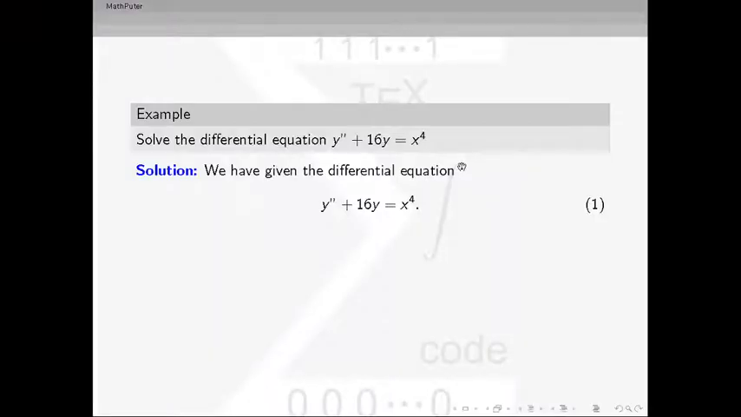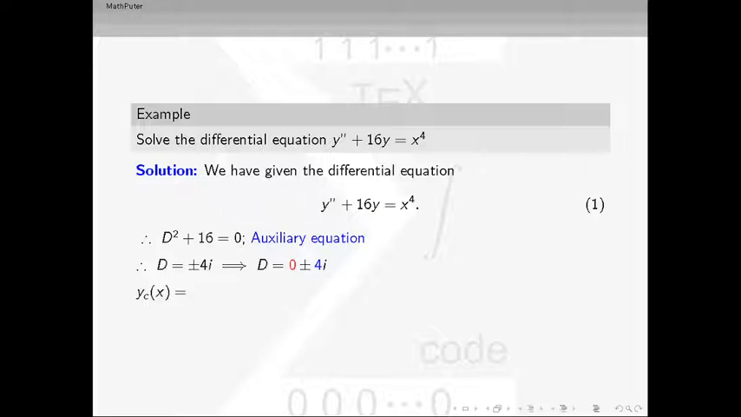Okay, so let us continue the example: d2y by dx square plus 16y is equal to x raised to 4. We have the auxiliary equation D square plus 16 is equal to 0, which has two roots, 4i and minus 4i, which can be represented as 0 plus or minus 4i. We know that 0 is the real part and 4 is the imaginary part. So how do we write the complementary solution yc of x?